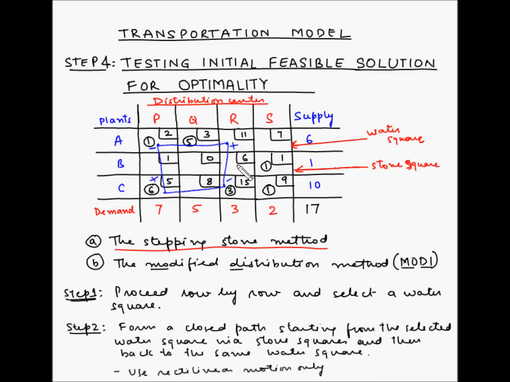So now as per step 4, we have to find out the net cost change for this closed path. So we'll consider the unit cost at each of these cells along with the sign that we had assigned to these cells. So the net cost change will be 11, because this is 11 with a positive sign, minus 2 plus 5 minus 15. So 11 minus 2 is 9, 9 plus 5 is 14, 14 minus 15 is minus 1. So this is minus 1.